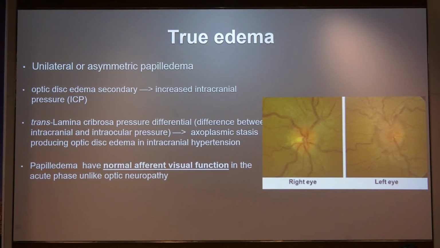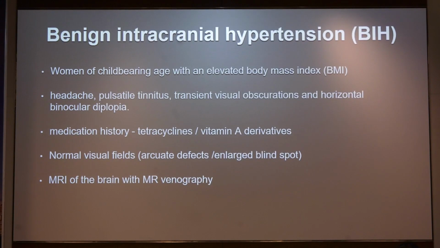If the RAPD is not there, the diagnosis goes more towards papilledema rather than a neuropathy. So coming more to benign intracranial hypertension, where we have diagnosed that the patient is possibly having a BIH. It is usually seen in females of childbearing age with an elevated BMI. They may have the symptoms which we mentioned before.